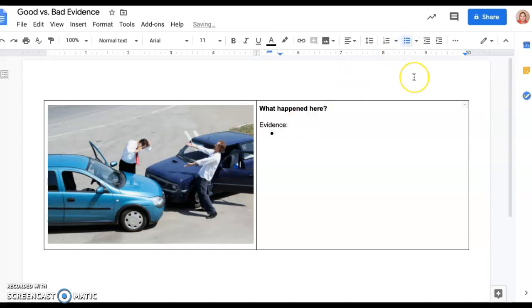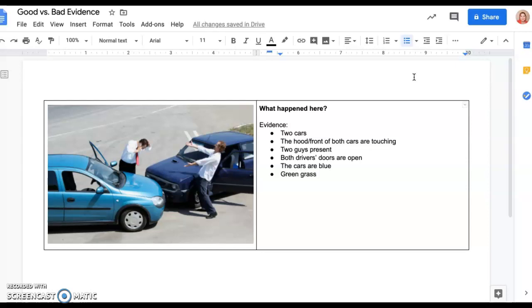So what can we observe here? One thing that we see is that there are two cars present on the scene. Another thing that we see is that the hood or front of both cars are touching. And we see that there are two guys present. Both drivers' doors are open. We see that the cars are blue. We see that there is green grass visible in the picture. We see that they appear to be on a roadway.